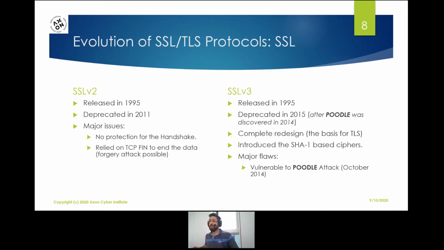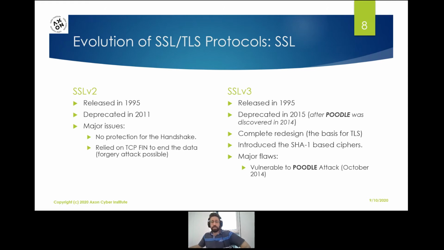So 1 year after that, they invented SSL version 2, released in 1995, but it was deprecated in 2015. That's like 5 years ago. And it was deprecated after a major vulnerability was discovered in SSL version 3, and that's called the POODLE vulnerability or the POODLE attack. We're going to look into POODLE in a while. It's a very major vulnerability that caused SSL version 3 to become totally insecure, and any hacker can decrypt a lot of sensitive data from it. So it became deprecated.